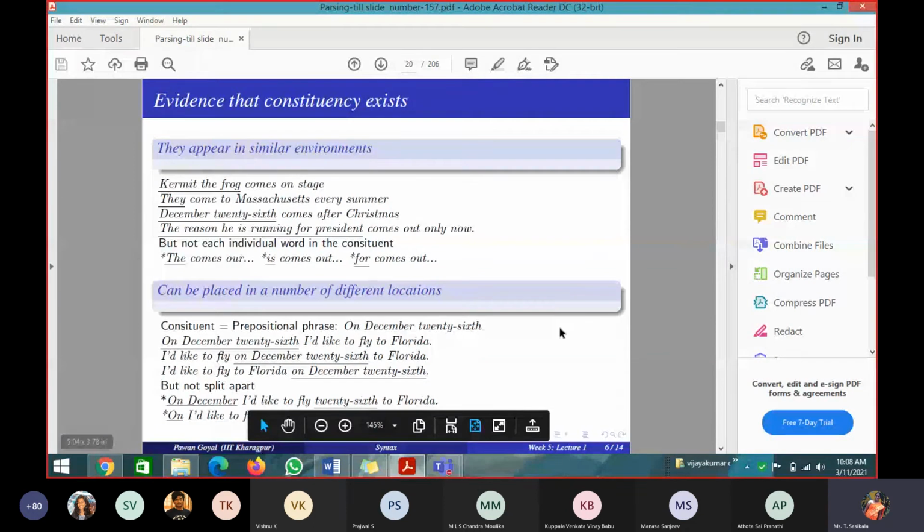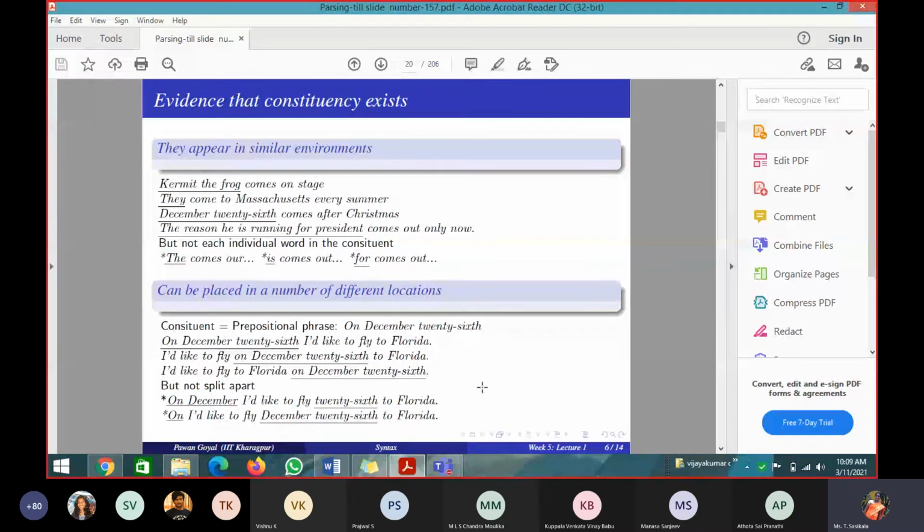See here, I have given: on December 26th, I would like to fly. On December, I would like to fly 26th to Florida. Like that, I cannot write it. I have to take the entire phrase. I can substitute it in different parts of a sentence, but the sentence should also be a meaningful sentence. That is what they are trying to infer here. So these two are not correct. Only these three ways I can use it.